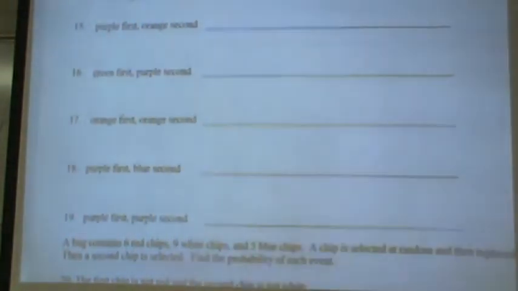15 through 19 deal with this marble problem. It says the box contains 5 purple marbles, 3 green marbles, and 2 orange marbles. 2 consecutive draws are made from the box without replacement of the first draw. Find the probability of each event. The important part in this problem is that it's without replacement, so these are dependent problems.